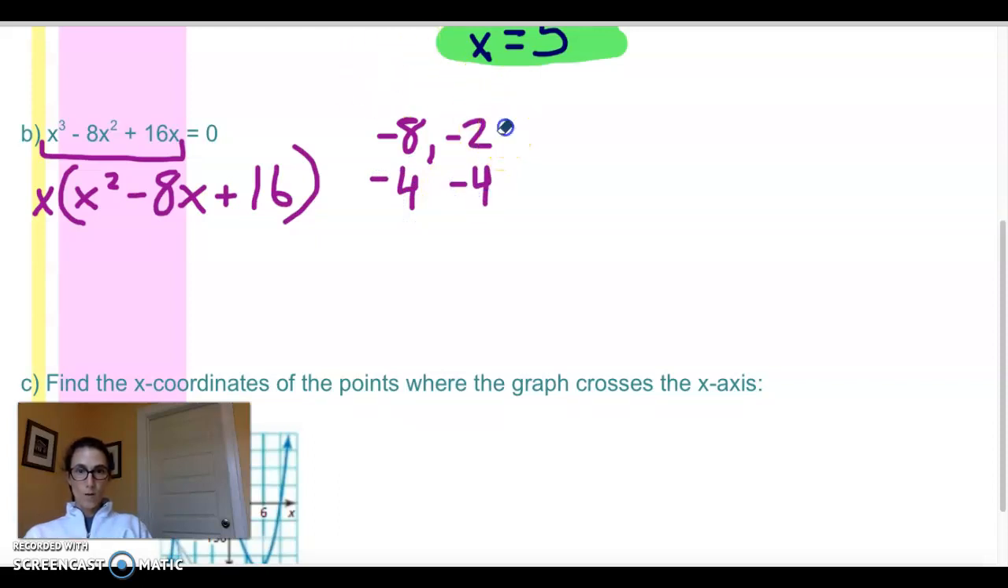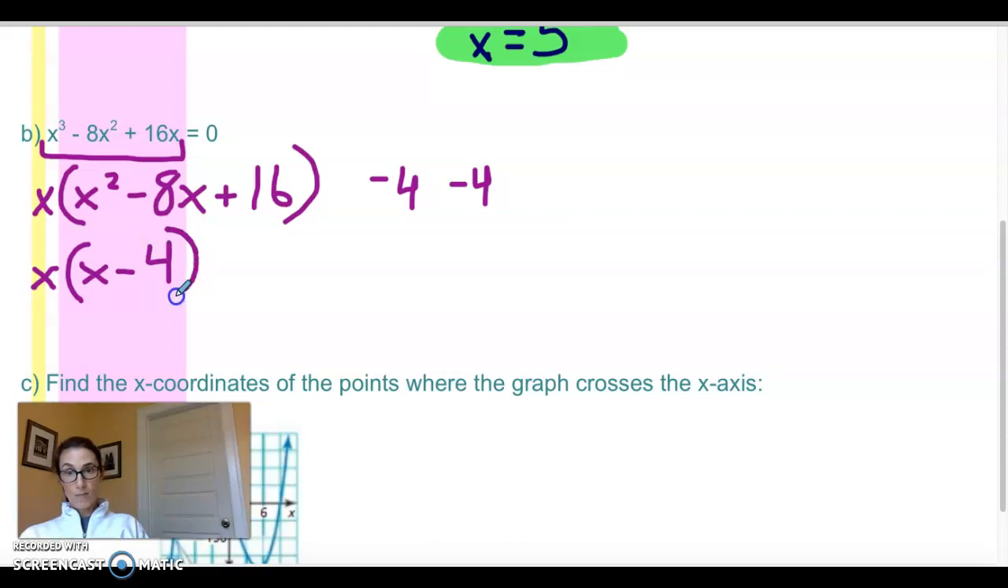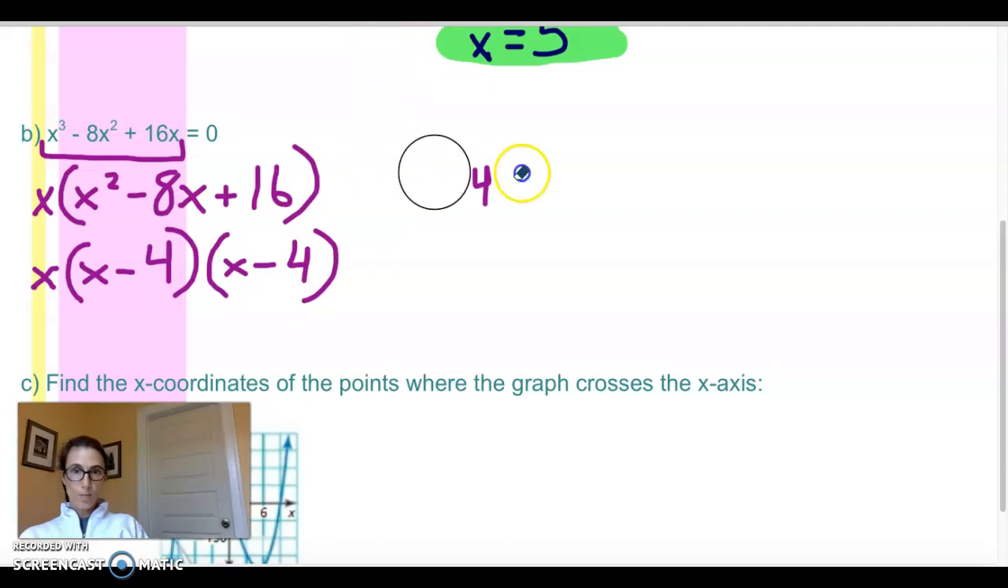Okay. So when I factor this, it becomes x times (x minus 4) times (x minus 4), or a simpler way to write that would be just x, right? This thing times this thing, which is the same thing. So that would just be x times (x minus 4) squared.